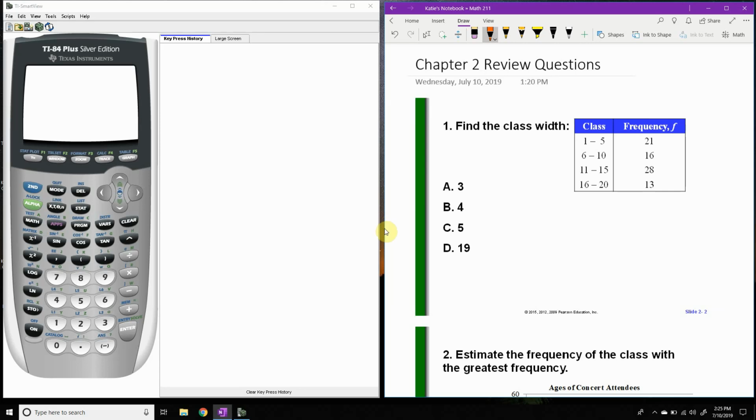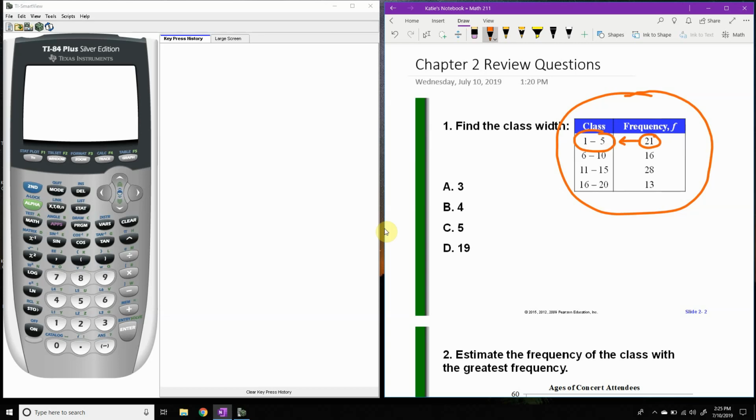Our first question here deals with a frequency distribution, and we want to find the class width. So we might remember that a frequency distribution in its most simple form looks something like this, where we've got the raw data binned into individual classes, and then we just count up the number of data points that fall in each class. So for example, the first class here is from 1 to 5, and I have 21 data points that fall in this class. I don't know what those 21 points are. Maybe 10 of them are 5s, 10 of them are 2s, and 1 of them is a 3. I don't know what the raw data values are.